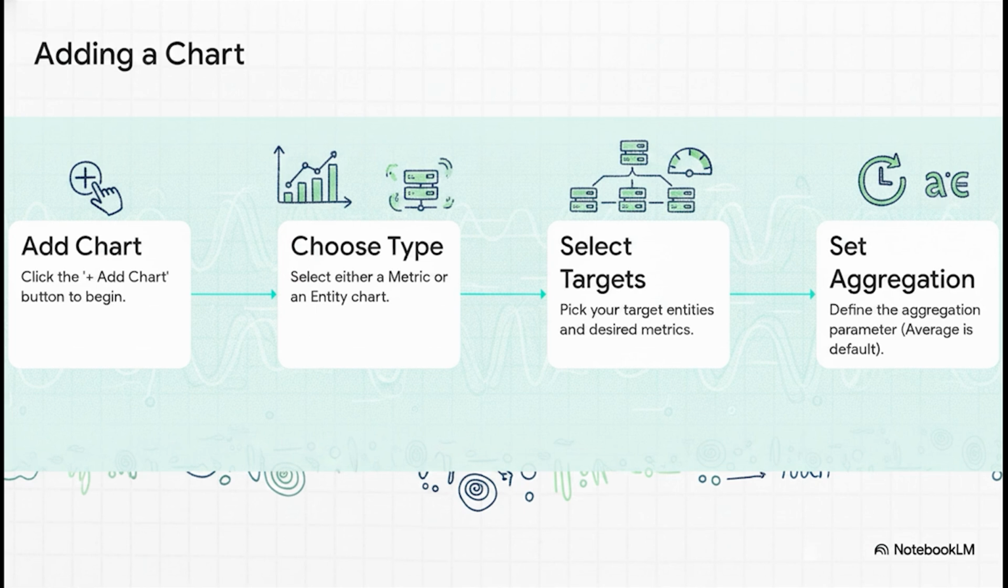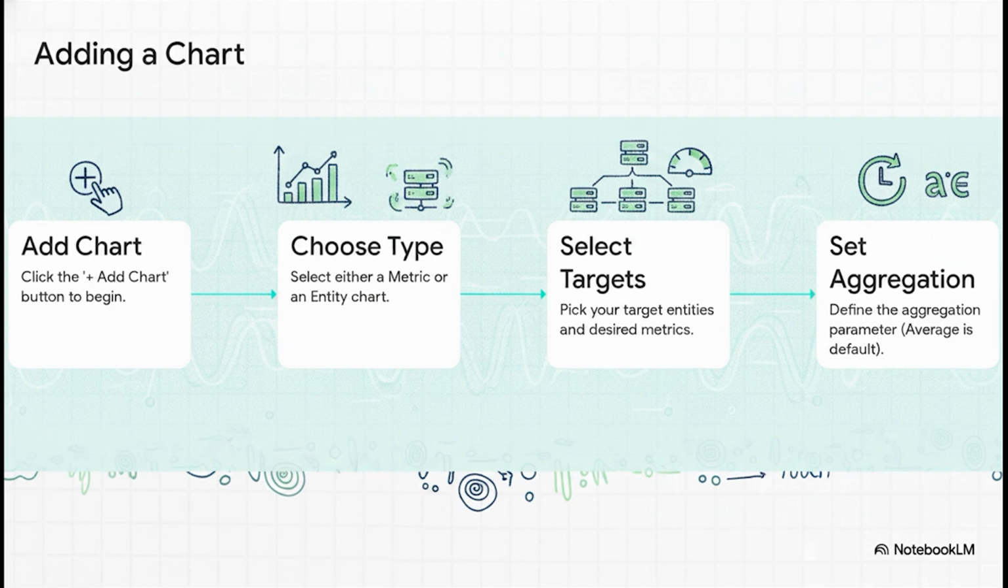Third, you select your targets, following that strict rule we just discussed, of course. But step 4. Step 4 is the subtle one that exam writers absolutely love to test you on. When you're dealing with time series data, you have to define the aggregation parameter. If you don't explicitly define it, Prism automatically defaults to calculating the average for that metric.